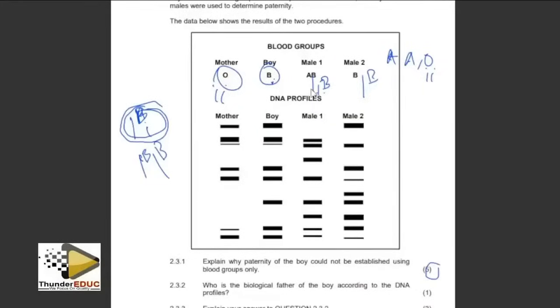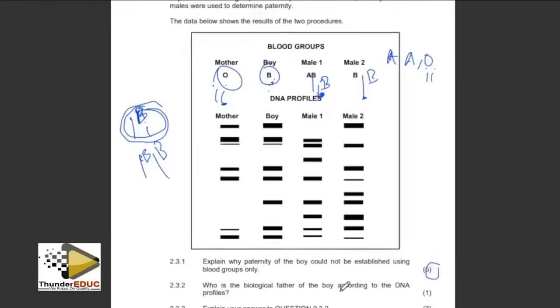And then this male with blood group B can give this allele for B to the boy, so he can be the father. Or this one also can give one allele for B and get another one from here, so he also can be the father. That's why we cannot conclude using blood group who is the father of this boy. As I repeat, blood group can only be used to eliminate the possibilities which cannot happen in a situation.